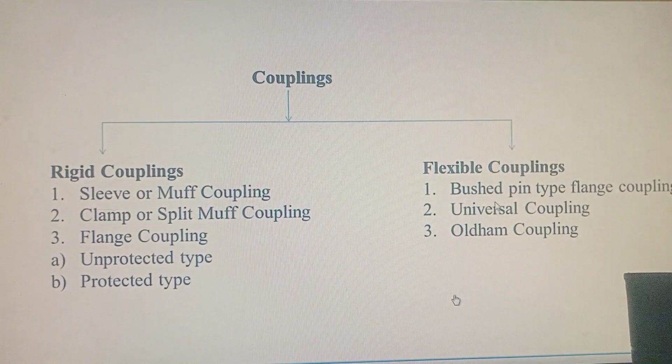Summary of this video. The couplings are classified into two types. Number one is rigid coupling. The rigid coupling is further classified as sleeve or muff coupling, clamp or split muff coupling, and flange coupling. The flange coupling is further classified as unprotected type and protected type.